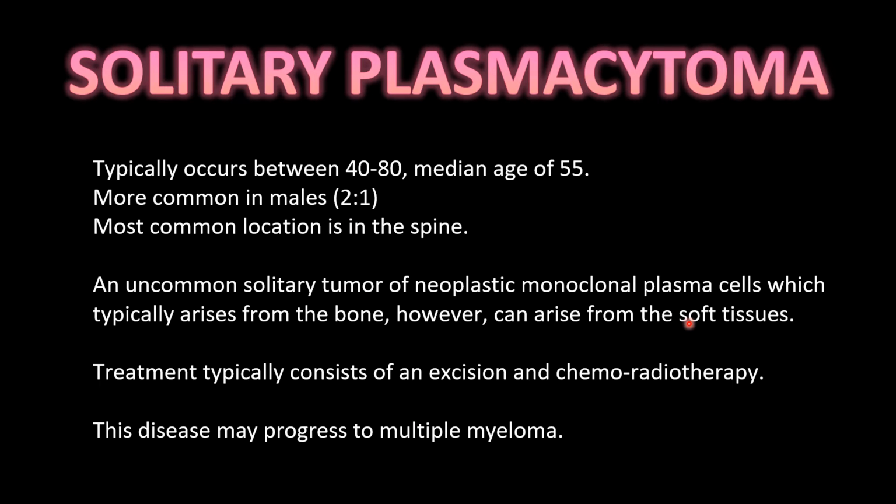Alright, and to quickly review the solitary plasmacytoma, this is a tumor of neoplastic monoclonal plasma cells, usually arises in bone, although it can be in other extramedullary locations. The age is 40 to 80, median age of 55, more common in men, and skeletal locations are usually the spine. Understand that plasmacytomas have an association with multiple myeloma. They may progress onwards to multiple myeloma, and if that does happen, it has a very poor prognosis. And usually with treatment, these are going to be excised, and then usually a combination of chemotherapy and radiation treatment.